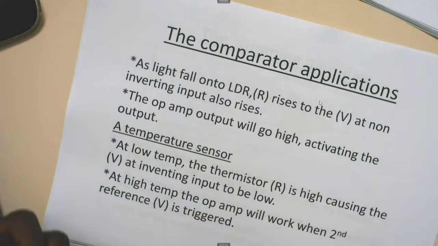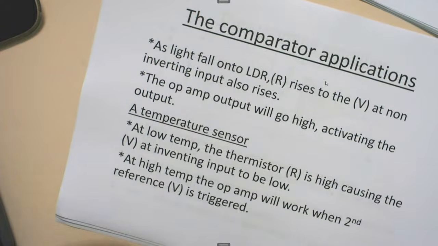Then here we've got the comparator applications. It is used as a light sensor. When the LDR rises, the non-inverting input also rises. The op-amp output will go high, activating the output. We also use it as a temperature sensor. Normally at low temperature, the resistance is high, causing the voltage at the inverting input to be low. At high temperature the op-amp will work when the second reference voltage is triggered.